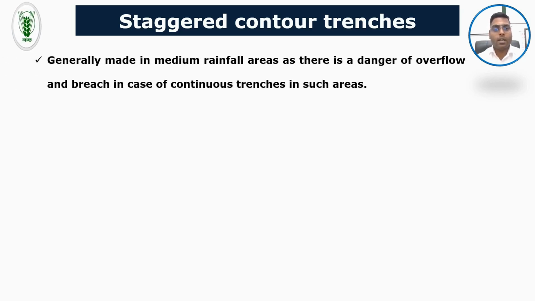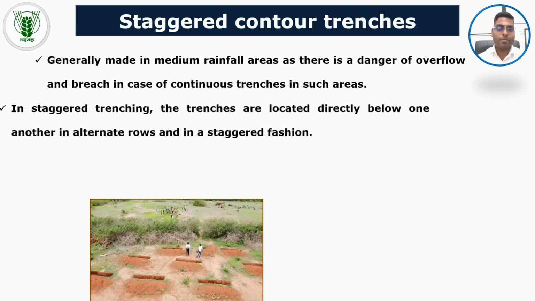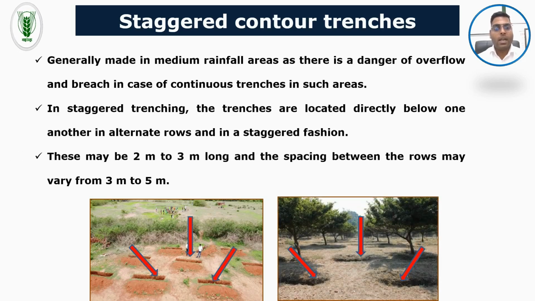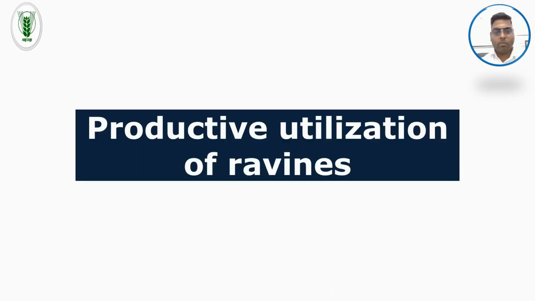The next one is staggered contour trenches. These trenches are generally made in medium rainfall areas as there is a danger of overflow and breach in case of continuous trenches in such areas. In staggered trenching, the trenches are located directly below one another in alternate rows and in a staggered fashion. These trenches may be 2 meter to 3 meter long and the spacing between the rows may vary from 3 meter to 5. So once the ravines are stabilized, the next phase is productive utilization.